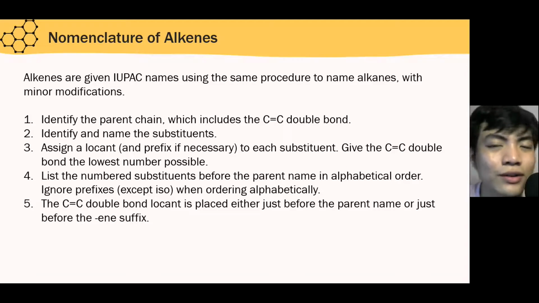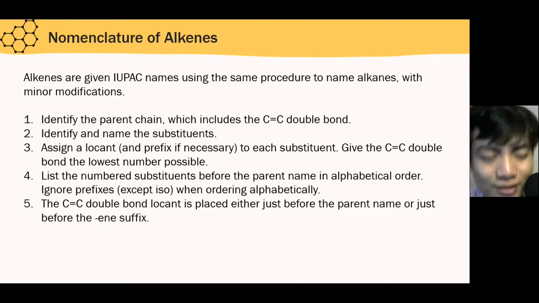So just a disclaimer, if you have not fully understood the nomenclature for alkane, I highly suggest you study it first, okay? Because as long as you know the nomenclature for your alkane, then the nomenclature for alkene and alkyne will be much easier because they follow the same rules, no? Same rules lang but with some modification. Okay? So, yun lang yung disclaimer again. So, if you are okay with the nomenclature of alkane, then you can proceed. Otherwise, you have to review it muna.